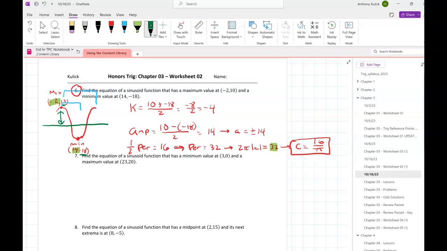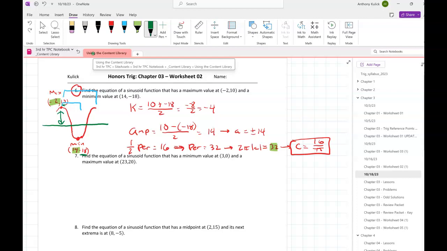How did I get the 16? Half of the period was the distance from -2 to +14 in the x's. So I went 2 units to 0, and then 14 more units gives us 16 total. Again, all I'm doing is trying to count.